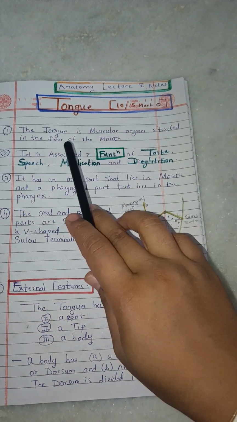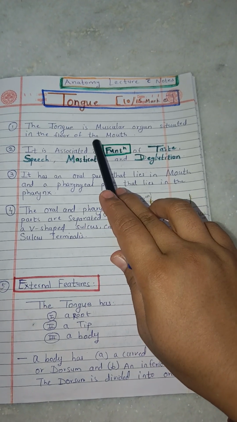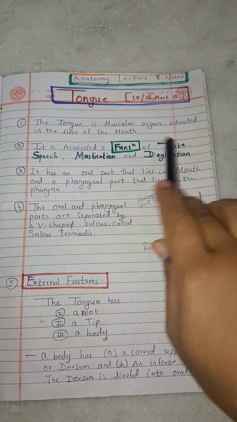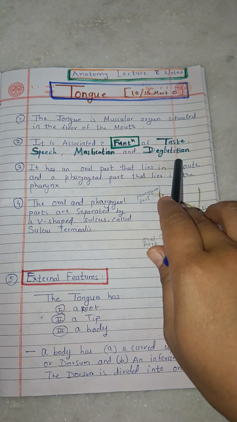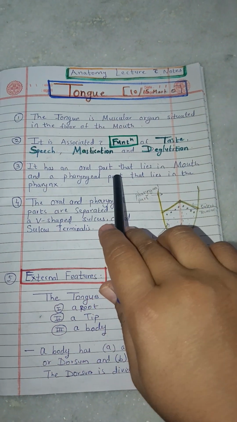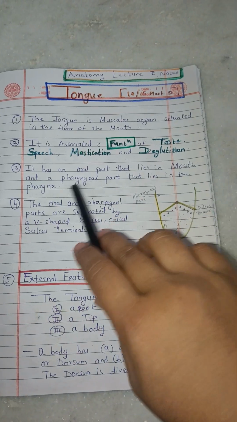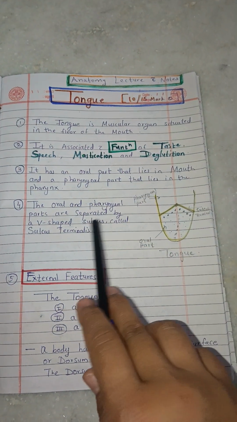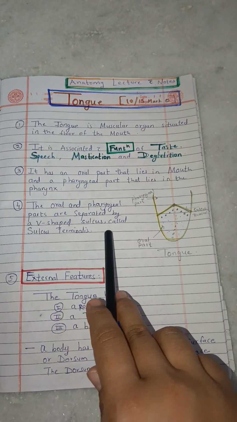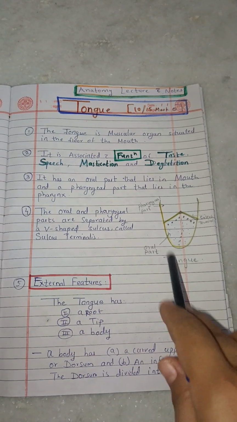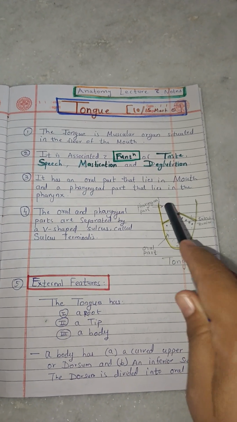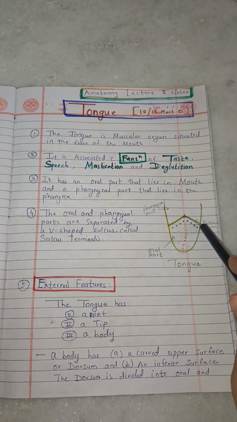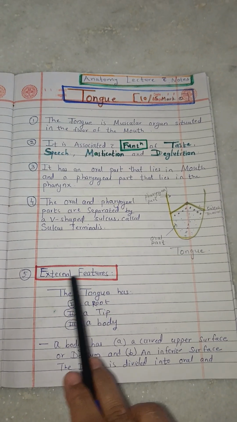So, the tongue. The tongue is a muscular organ situated in the floor of the mouth. It is associated with the functions of taste, speech, mastication and deglutition. It has an oral part that lies in the mouth and a pharyngeal part that lies in the pharynx. The oral and pharyngeal parts are separated by a V-shaped sulcus called the sulcus terminalis, which is shown in the diagram. See, this is the oral part and this is the pharyngeal part, separated by the sulcus terminalis. Okay, let's go to the external features.